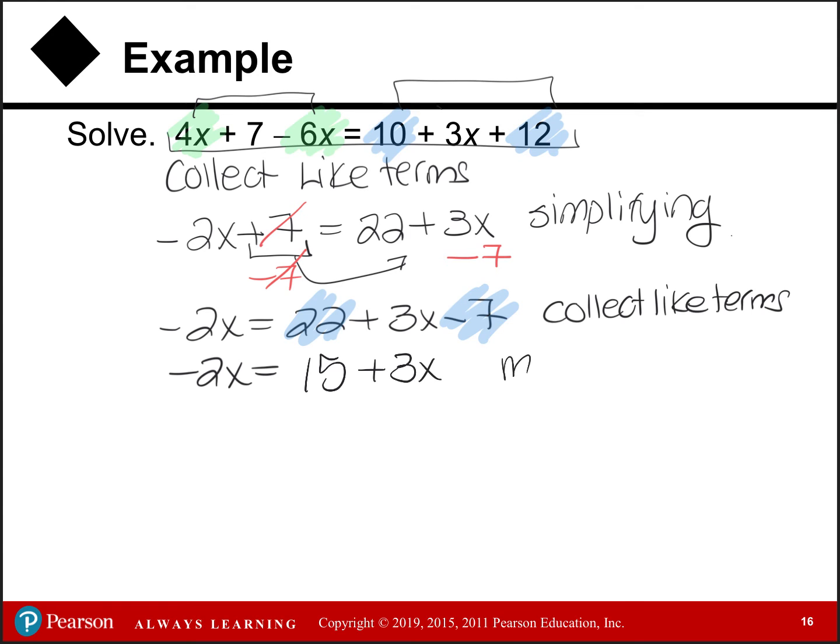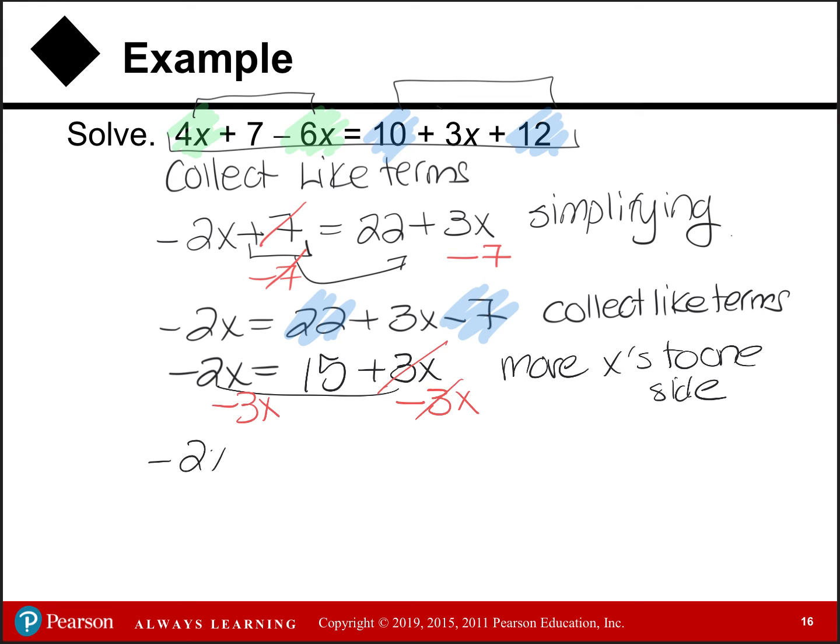Then I'm going to move the x's to one side. So I'm going to move this guy over here. To do that, I have to do the opposite of what it's doing. So I'm going to subtract 3x, and what I do to one side, I always have to do to the other. This cancels off this. I'm going to rewrite this. Negative 2x minus 3x equals 15.